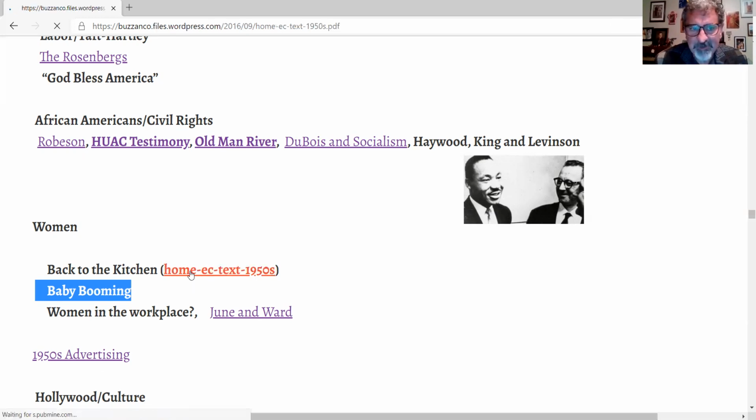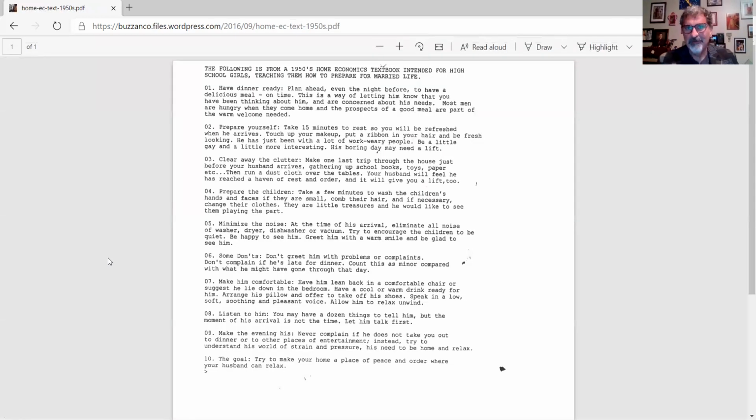And this is an example. This is from a textbook for high school girls in the 1950s, right? And look at the lessons. Have dinner ready, touch up your makeup, clean the house before your husband gets home, take care of the children, make sure they're clean, keep the house quiet, don't complain. If he's late for dinner, count this as minor, or his problems are worse than yours. Make him comfortable. Let him talk.